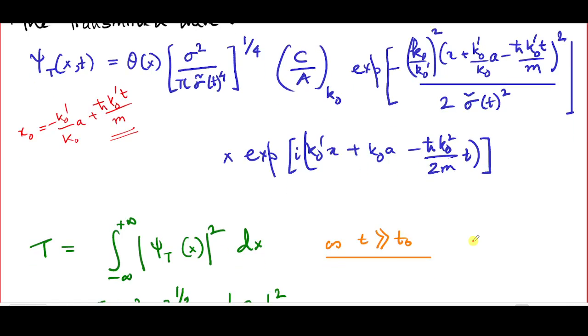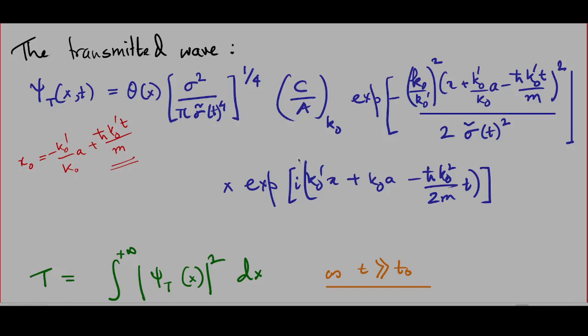We take psi t mod square dx integral from minus infinity to plus infinity. Of course, we do this only as t is much bigger than t0. At this point, calculating this integral is really rather straightforward. The only thing that we have to remember is that psi t mod square has a theta square x, which is of course the same as theta x, which ensures that this integral is not carried out from minus infinity to plus infinity, but only from 0 to infinity. Then you have to take the mod square of this, those are straightforward.